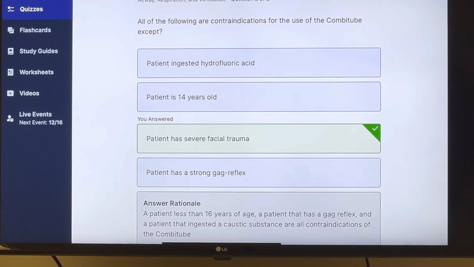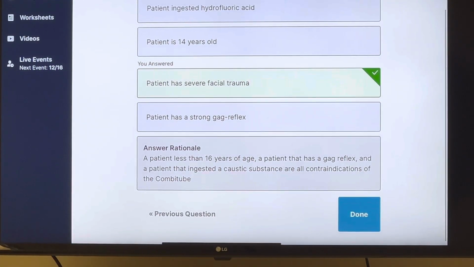People who are 14 and younger do not get combi tubes. And anybody with a gag reflex, you can't stick a tube down their throat. They're gagging, they're going to vomit, and especially if there's acid involved, which means they tear down their airway anyway.